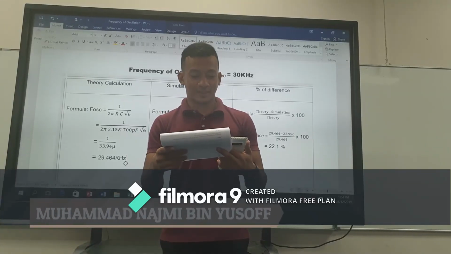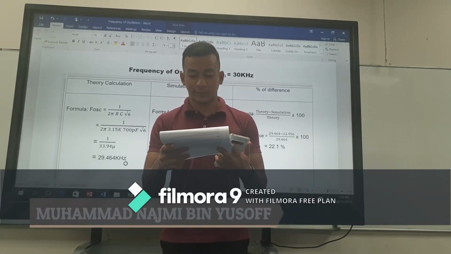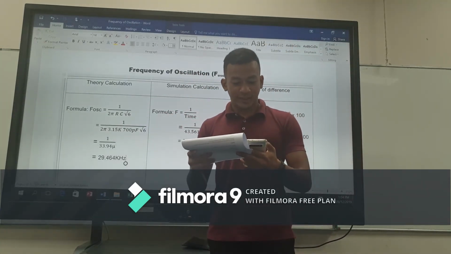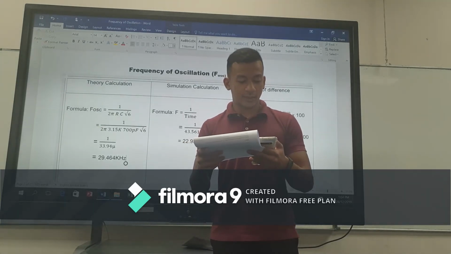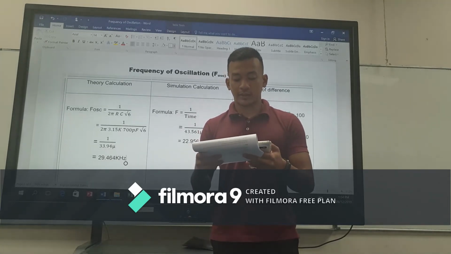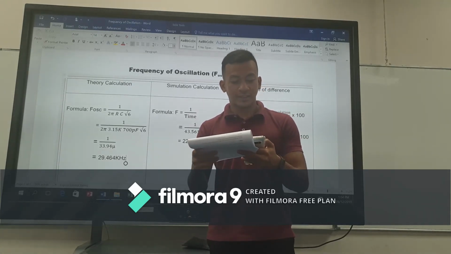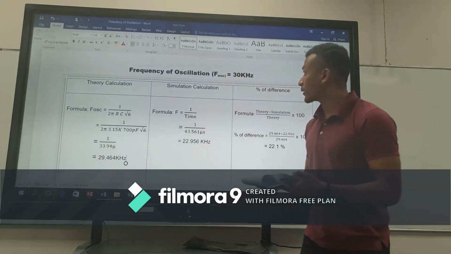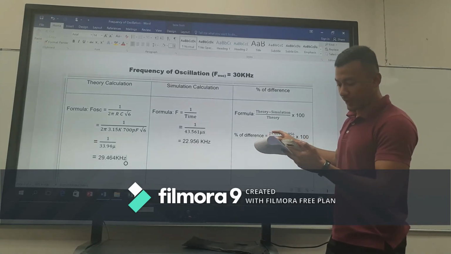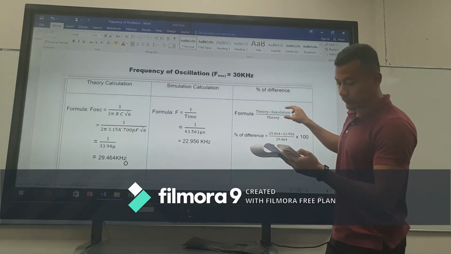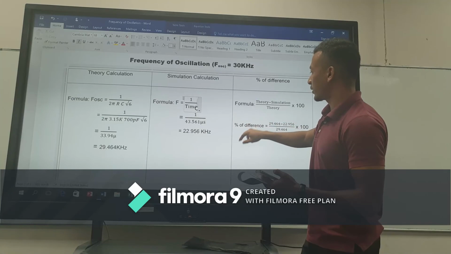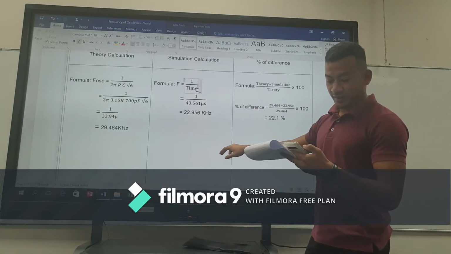Next we discuss the possible causes of any discrepancy in these results. Basically, theory is more accurate than simulation. The reason is that the simulation has crossover distortion, caused by circuit installation, which may affect the result of the simulation. So that's why we make a table to differentiate between the theory calculation and the simulation calculation results. That's all. Thank you.